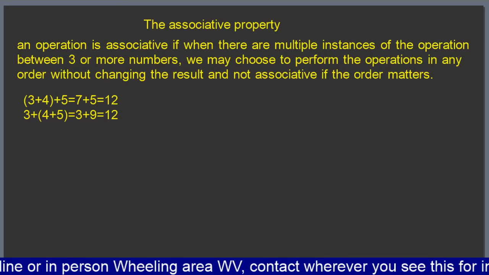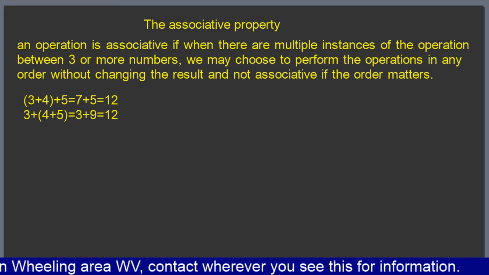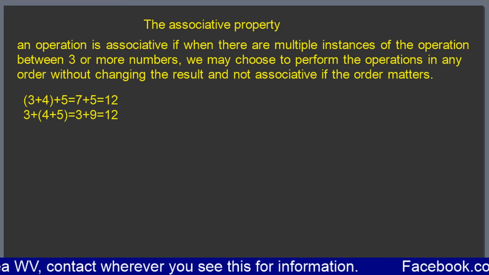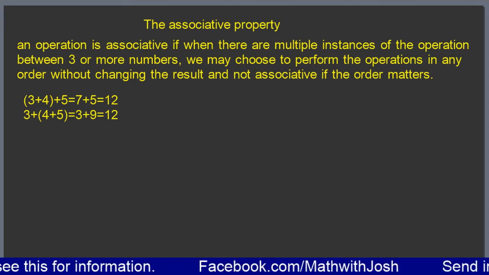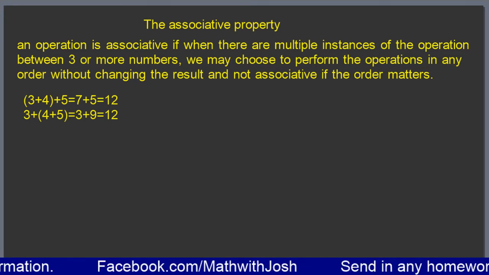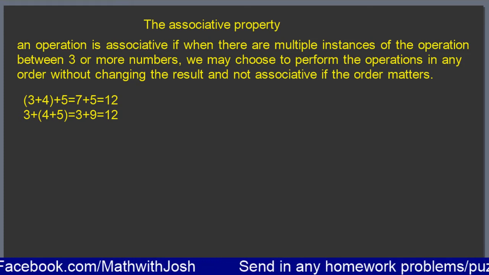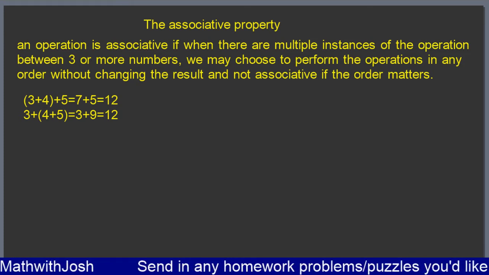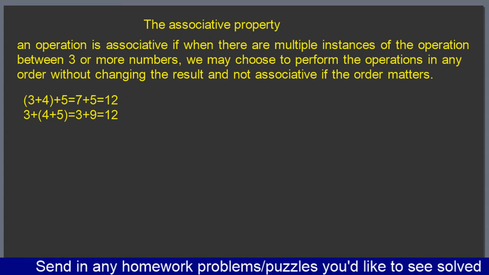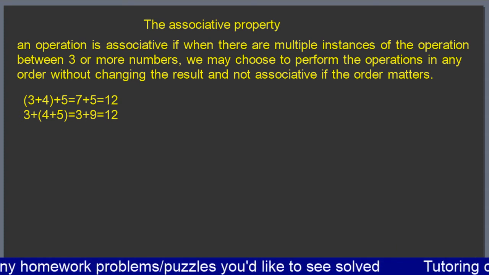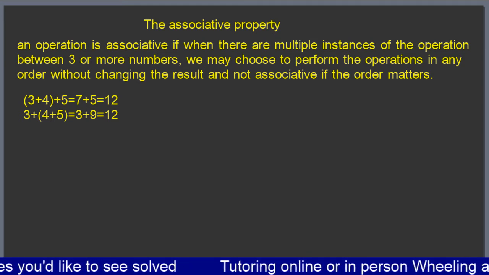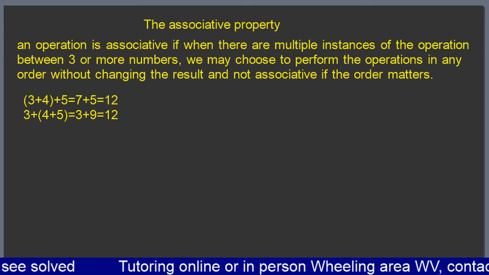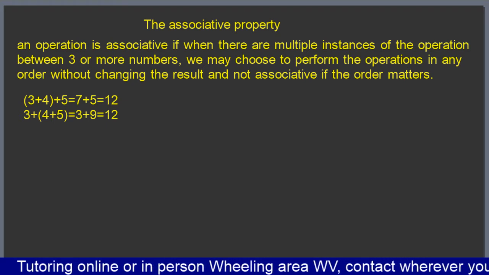This video is on the associative property. We'll see if I can pronounce it right through the whole video. So an operation is associative if, when there are multiple instances of the operation between three or more numbers, the order we perform the operations in does not change the result. And if the order we do the operations in that context does matter, then it's not associative.